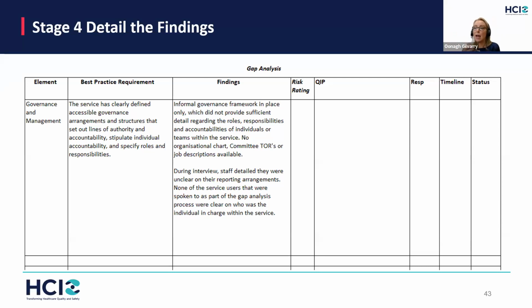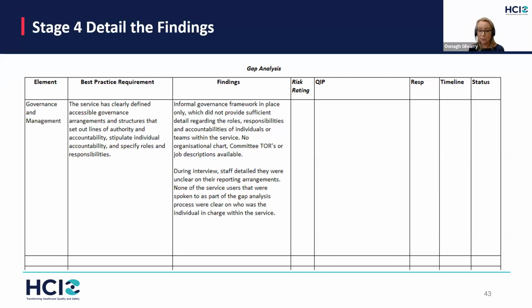In this example, we've looked at our findings, which are all very fictitious, obviously. There was an informal governance framework in place only, which did not provide sufficient detail regarding roles, responsibilities and accountabilities of individuals or teams. There was no organisational chart, no committee terms of reference, and no job descriptions available. During interviews, staff were unclear on reporting arrangements. None of the service users spoken to as part of the gap analysis were clear on who was the individual in charge. So obviously very bad issues here, and some significant problems in this regard.